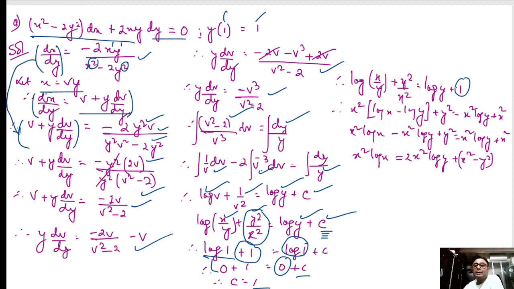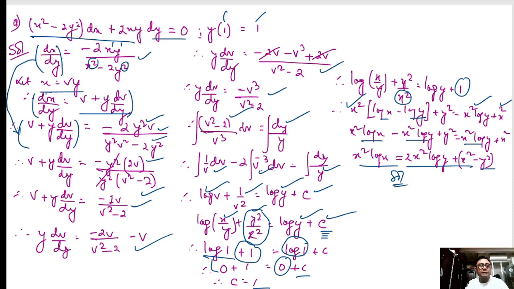So what we have done here is we have taken an LCM of x square. So this multiplied x square, this multiplied with x square, 1 multiplied with x square, and log x by y, log x by y is log x minus log y. So multiplying this, opening this, it becomes 2x square log y. So this is the last solution of this particular sum.